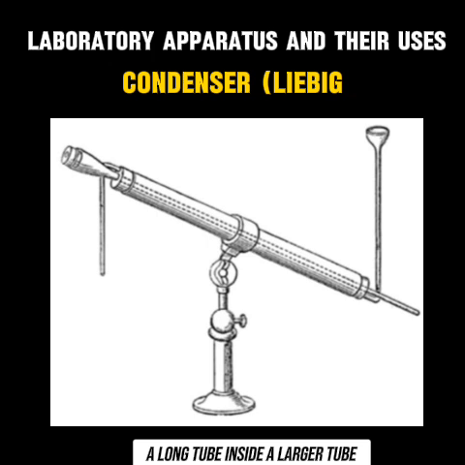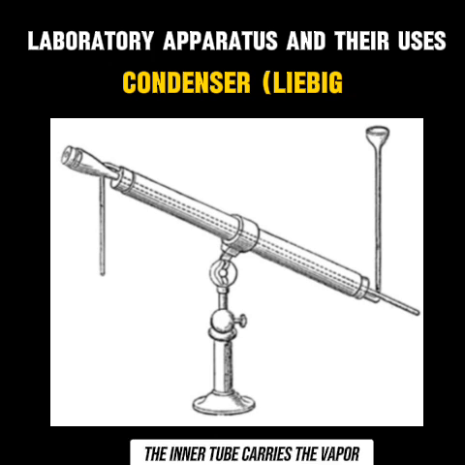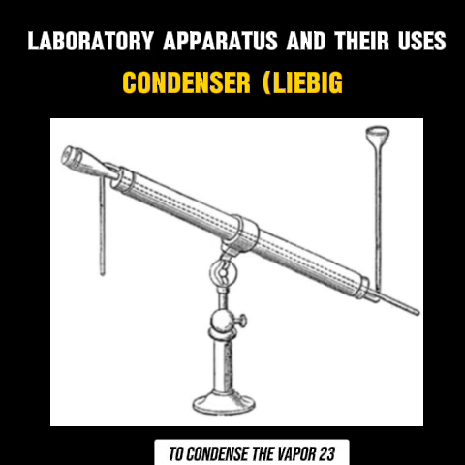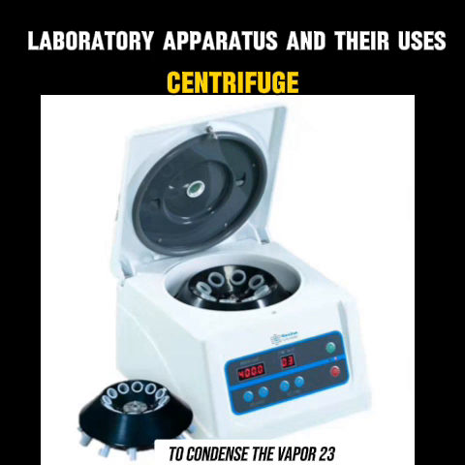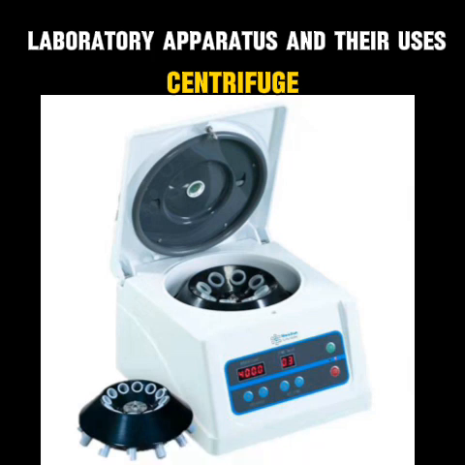Shape. A long tube inside a larger tube. Use. Used in distillation processes to cool vapors and turn them back into liquid. The inner tube carries the vapor while the outer tube circulates cool water to condense the vapor. 23. Centrifuge. Use. A machine that spins containers at high speeds to separate substances of different densities in liquids. It is used to separate fine particles such as cells from a solution.